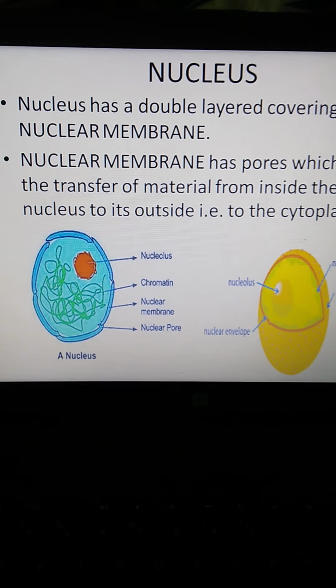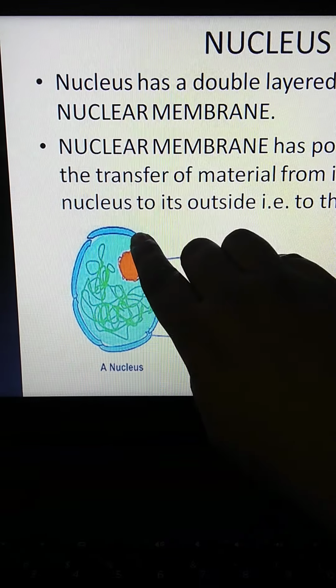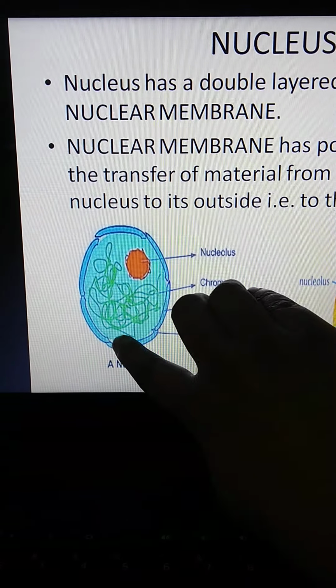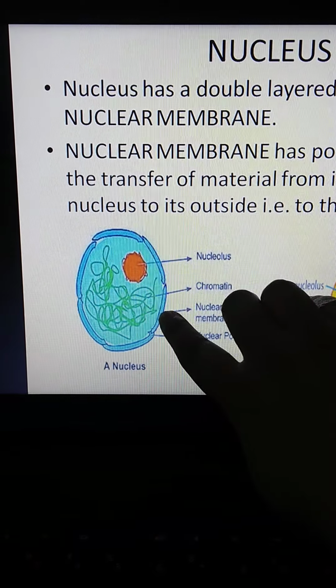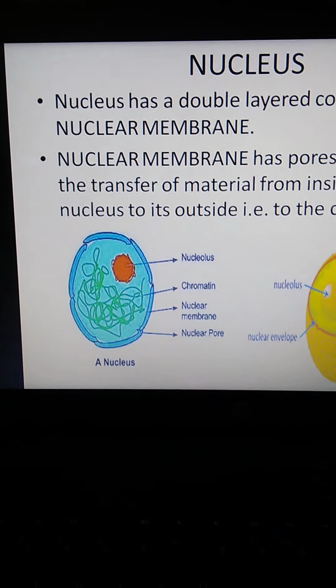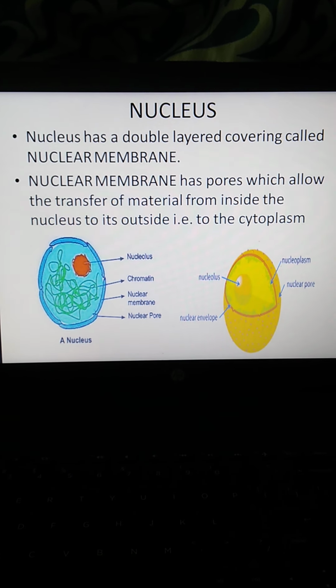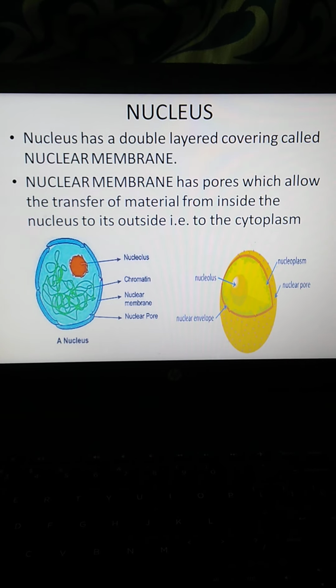I'll give you another close up to this. You can make out it is double membranous having pores. This is the nuclear membrane and these are nuclear pores over here. Okay, moving to the next slide.